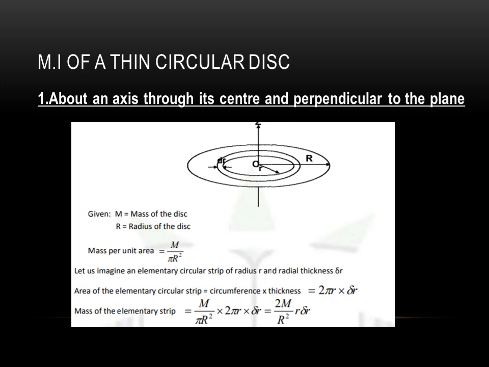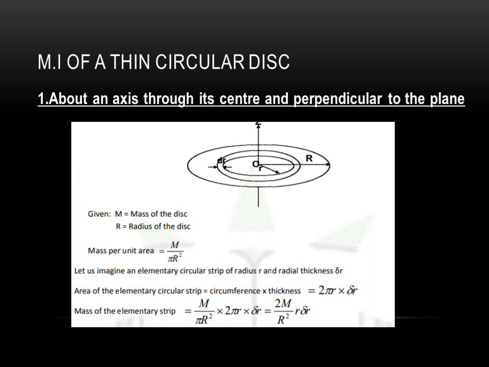So let us consider a thin circular disc of mass M and radius capital R. First, we will find the moment of inertia about an axis through its center and perpendicular to its plane. If M is the mass of the disk and R is the radius, then mass per unit area is given by total mass divided by the area of the disk, that is pi R square. So mass per unit area is M divided by pi R square.